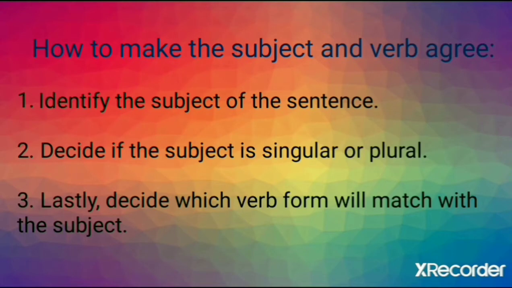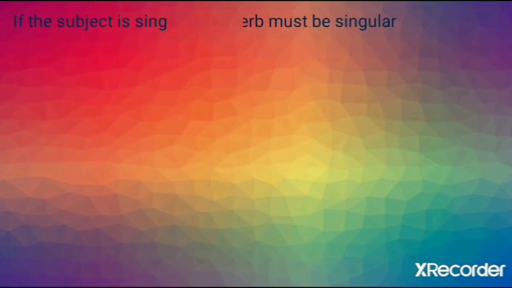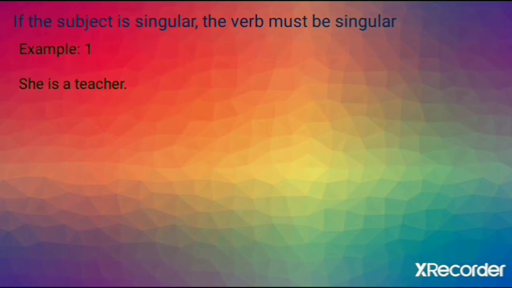Subjects and verbs must agree in number. If the subject is singular, the verb must be singular. For example, she is a teacher. Now, let me tell you how to divide this sentence into grammatical structures and forms. Word by word, let us start.